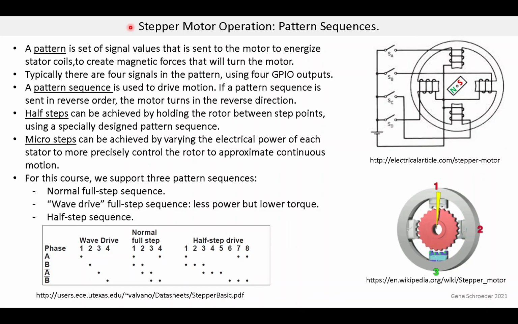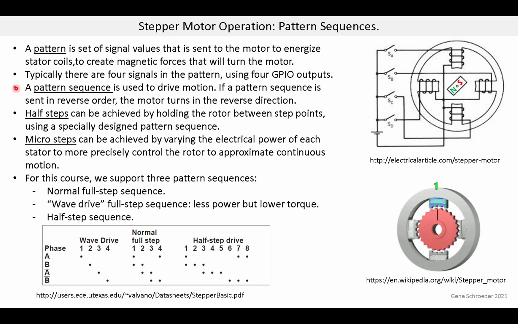So now we're getting to the part of the stepper motor operation that involves the software. A pattern is a set of signal values that is sent to the motor to energize stator coils to create magnetic forces that will turn the motor to the next step. And typically there are 4 signals in the pattern using 4 GPIO outputs. Now I include this picture again just to remind you how these signals are used to create the magnetic forces in the motor. So a pattern sequence is used to drive motion.